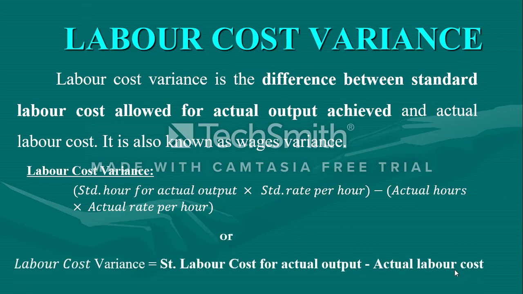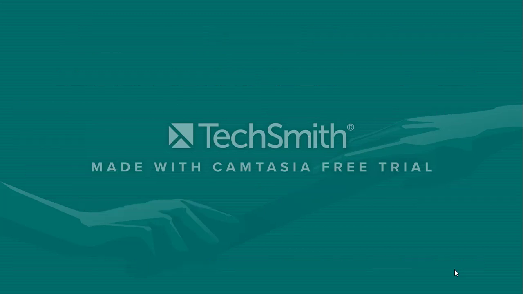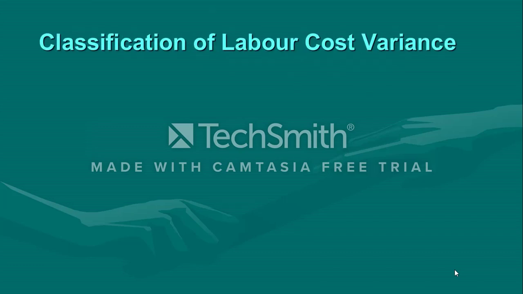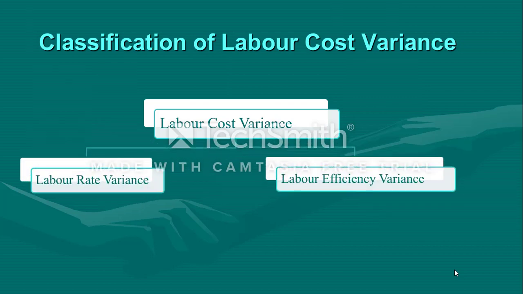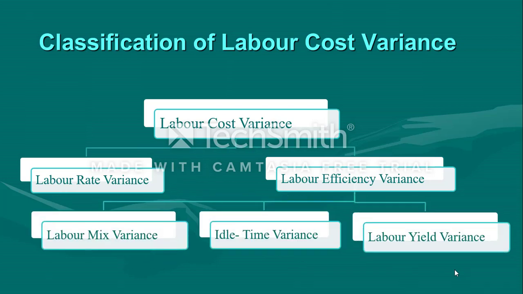Another formula is also there for the calculation of labor cost variance. Labor cost variance equals standard labor cost for actual output minus actual labor cost. Next, the classification of labor cost variances. The labor cost variance is classified into two types. The first one is labor rate variance, the second one is labor efficiency variance. The labor efficiency variance is further classified into three: labor mix variance, idle time variance, and labor yield variance.